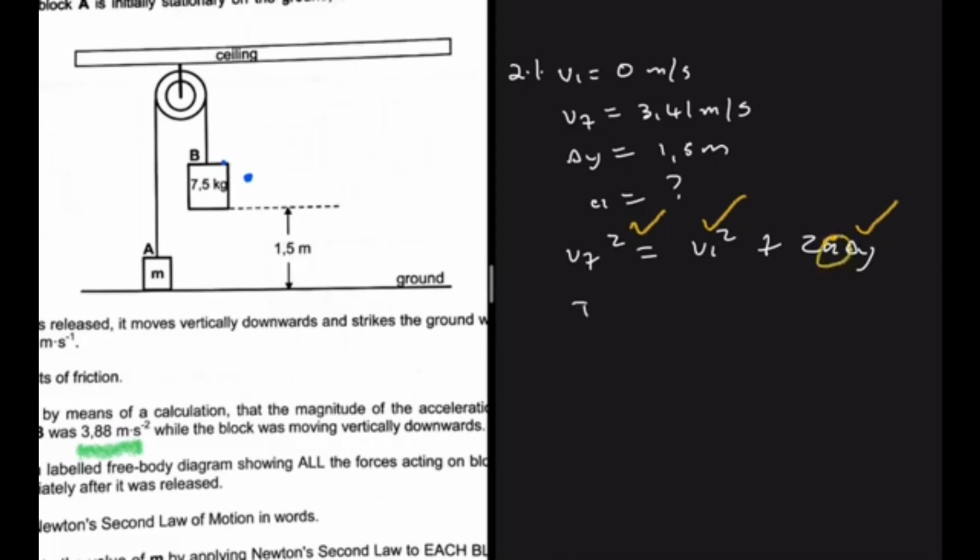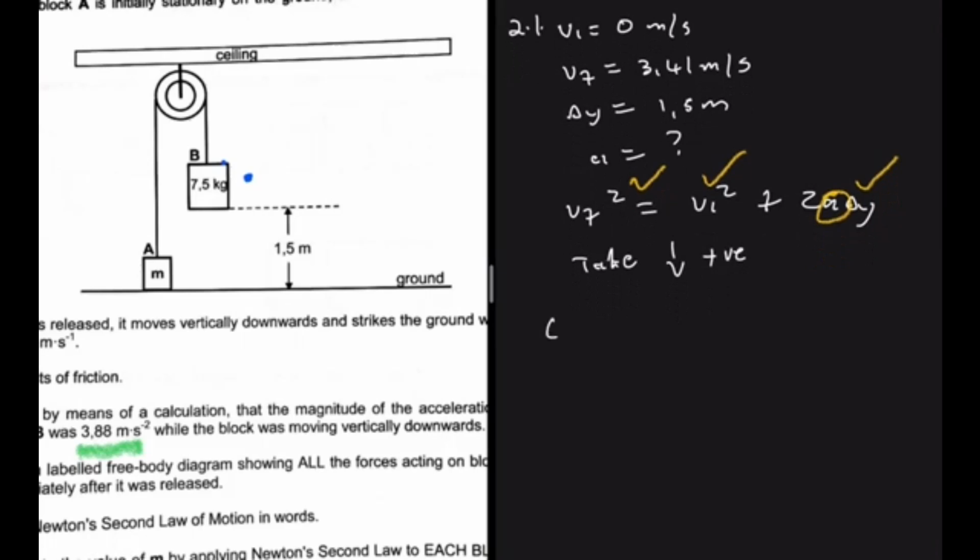So let's take the direction towards the ground as positive. If we do that, then our VF is 3.41 squared, which equals our VI, which is 0, squared, plus 2a, and then if we take the direction towards the ground as positive, our delta y will be positive 1.5. We're going to have 11.6281 equals 0 squared, which is just 0, right?